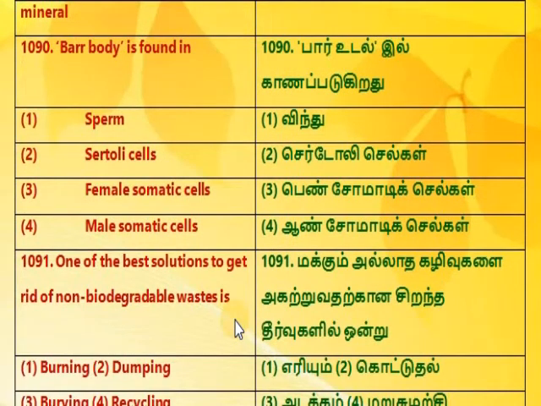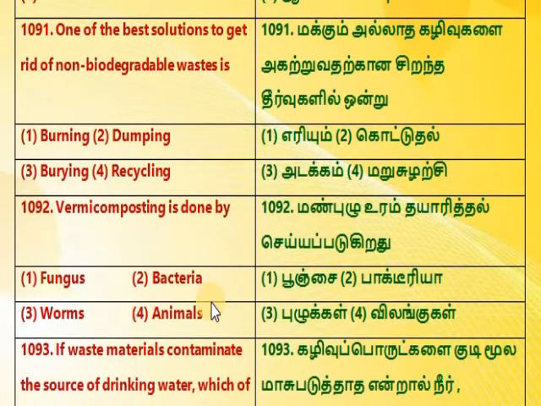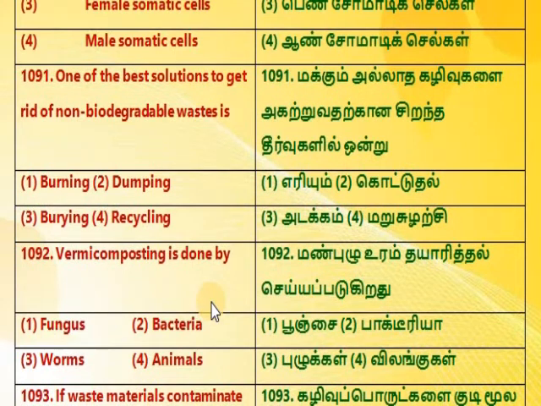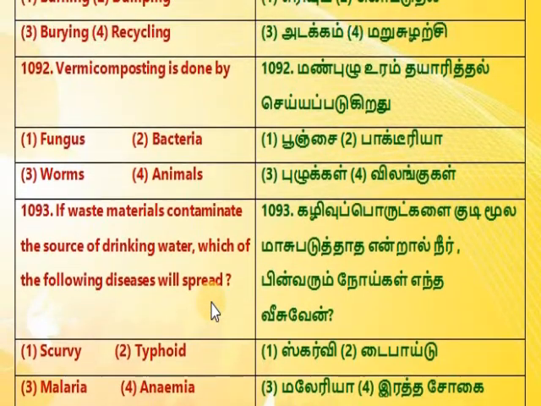1090. Barr body is found in 1. Sperm. 2. Sertoli cells. 3. Female somatic cells. 4. Male somatic cells. 1091. One of the best solutions to get rid of non-biodegradable wastes is 1. Burning. 2. Dumping. 3. Burying. 4. Recycling. 1092. Vermicomposting is done by 1. Fungus. 2. Bacteria. 3. Worms. 4. Animals.